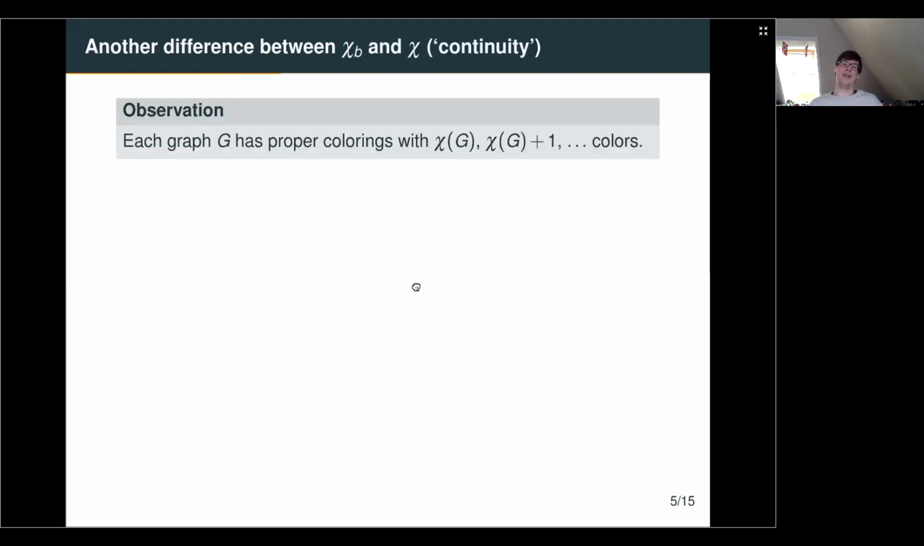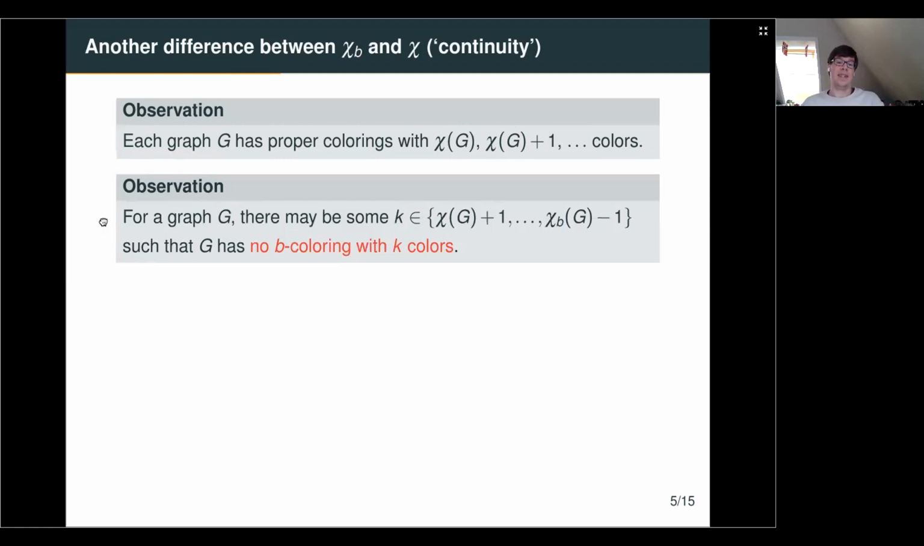Okay, another difference that I want to point out with the notion of proper colorings is that, of course, if we have a graph G and it has a proper coloring with k colors, then it also has a proper coloring with k+1, k+2, and so on colors. Because if we introduce more colors, we cannot really destroy the proper coloring property unless we try, you know.